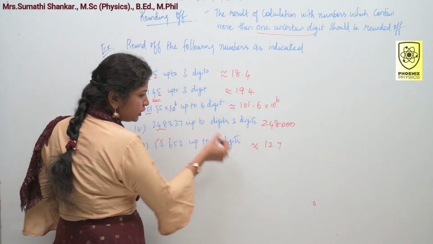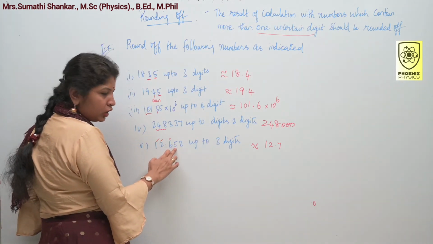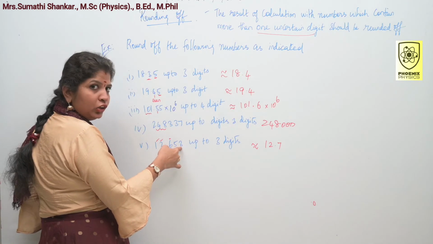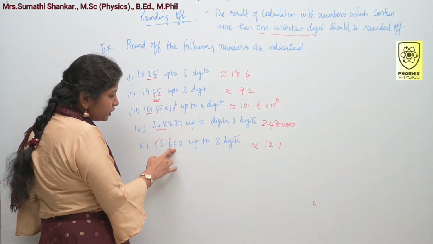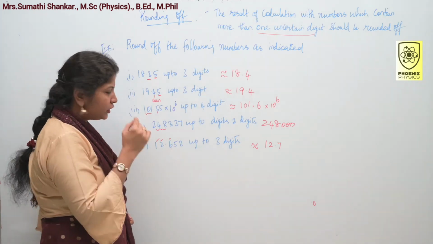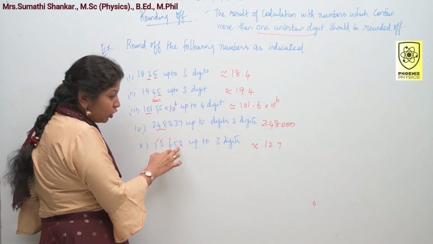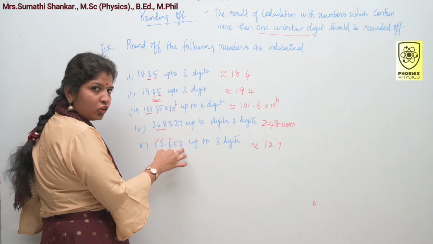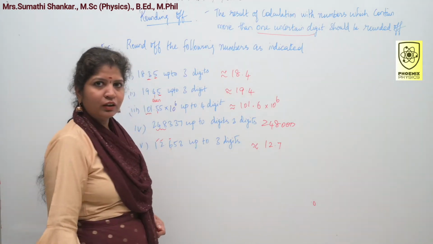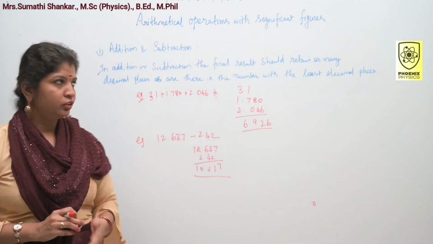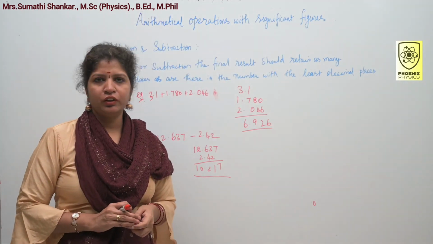Next, fifth example, 12.653 up to 3 digits. Here the digit to be dropped is 5 followed by a non-zero digit, then the preceding digit should be increased by 1. This is my preceding digit. This is followed by 5 followed by a non-zero digit. So I have written it as 12.7. Up to this clear? Next topic is arithmetical operation with significant figures.